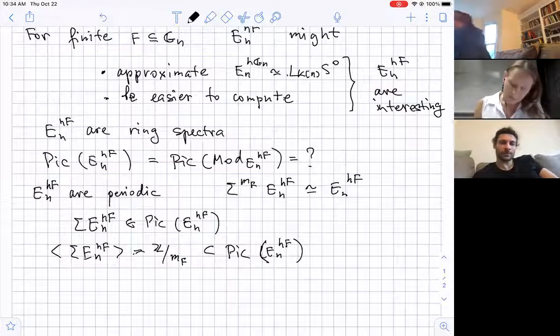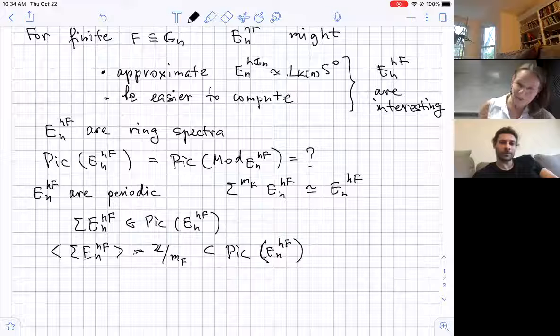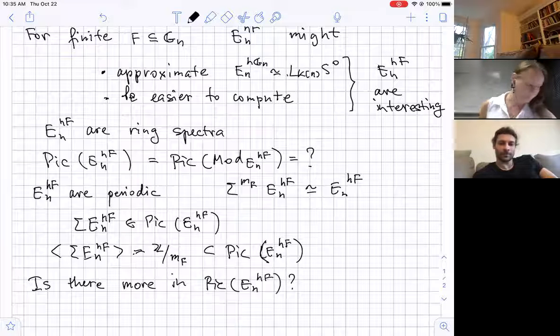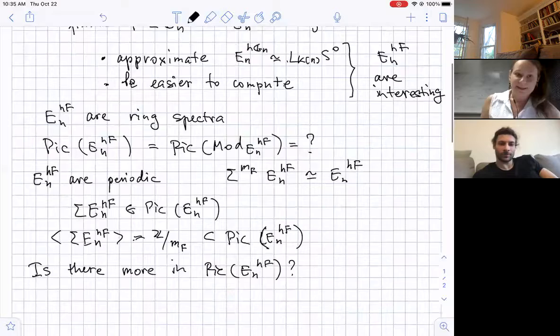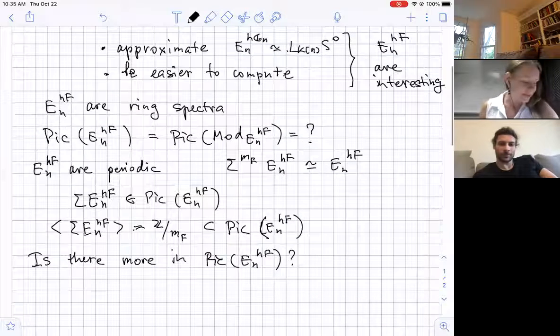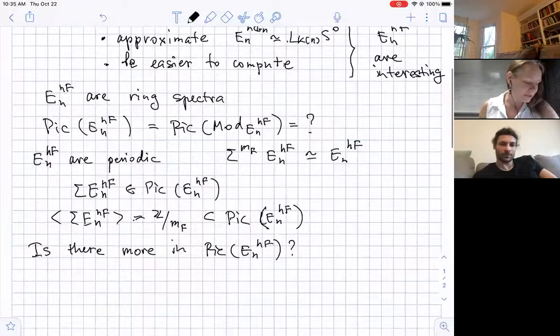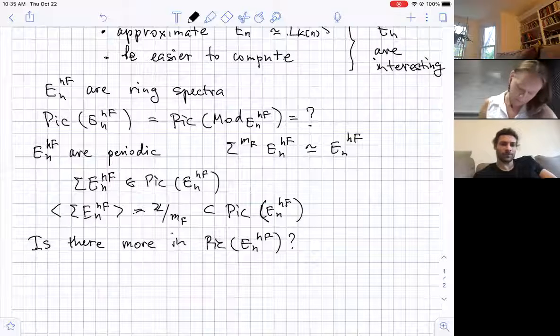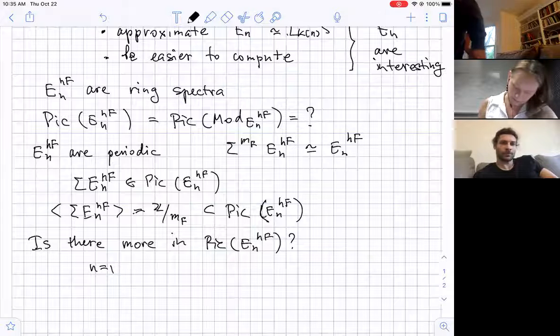But now here's a question: is there anything else in that group? I think today I'll be talking about the only known example where there is more than just that. So let me tell you some things that are known.